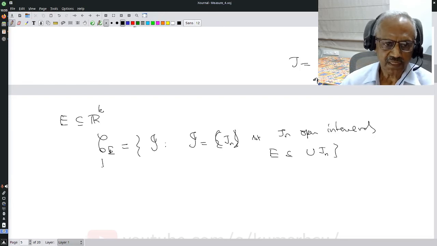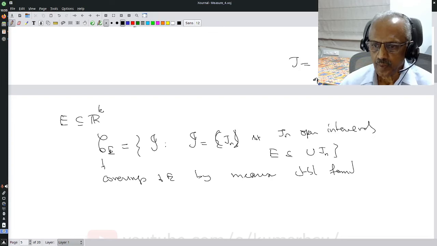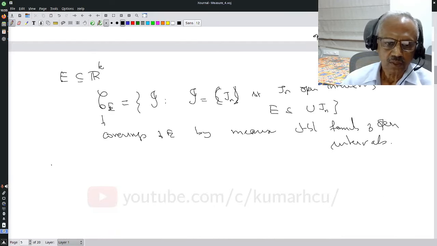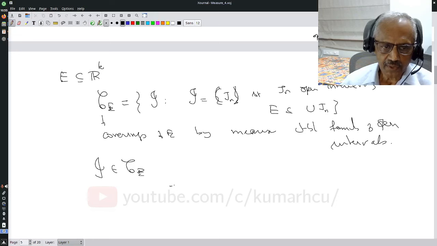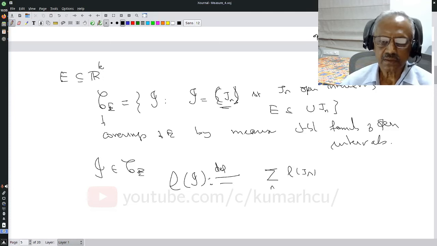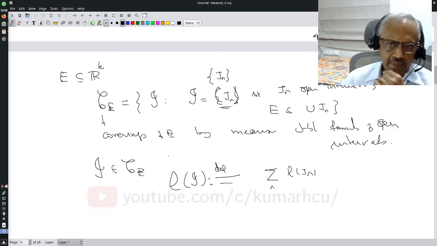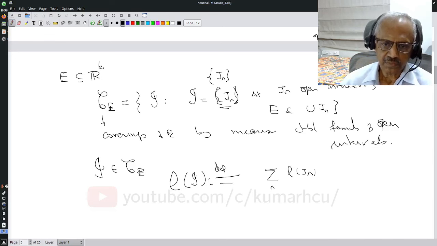So what does this mean? It is a covering of E, a covering of E by means of a countable family of open intervals. So if I belongs to C of E, I denote by length of I. This is just a notation, just a definition. It's not really length, just for want of notation I'm using it. It is the sum of the length of Jn, n varies. Remember, I is a countable collection of open intervals. This is a set, so I would write it carefully. When I write sequence, you may think it's infinite. The length of I is by definition: look at all the individual lengths and add them up.